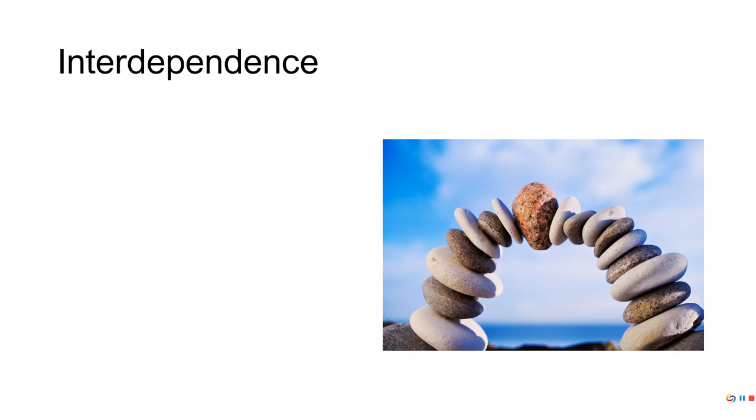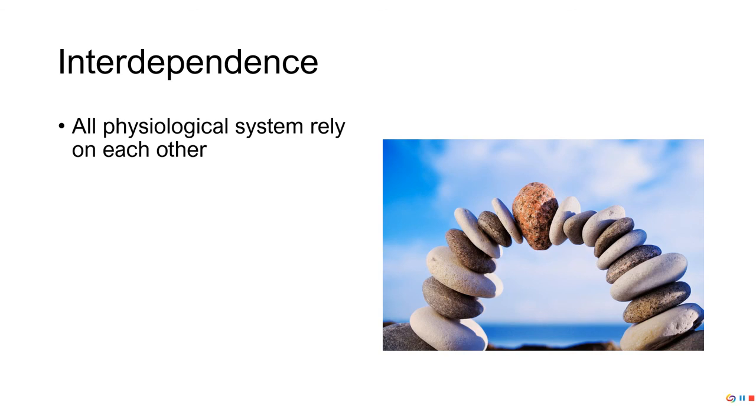Then we've got interdependence, and one of the things that I hope you understand by the time you leave this class, especially with exercise, is that interdependence is on full display here. Every physiological system relies on each other. If you want to exercise, what systems are you using? Well, you're going to use your nervous system to tell your muscles to contract. You're going to use your respiratory system to get oxygen in. But then you're going to use the cardiovascular system to get that oxygen into your bloodstream so that the bloodstream can then take it to the muscles so that you can exercise.